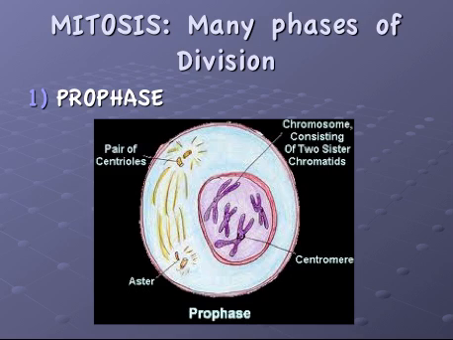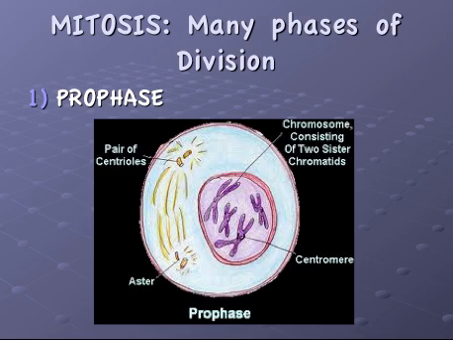Mitosis. Mitosis has many phases. The first phase is prophase. Prophase is the longest phase of mitosis, but not the longest phase of the cell cycle. So what's the longest phase of the cell cycle? Interphase. In prophase, chromatin, those are DNA strands, coil up into visible chromosomes. They look kind of hairy.